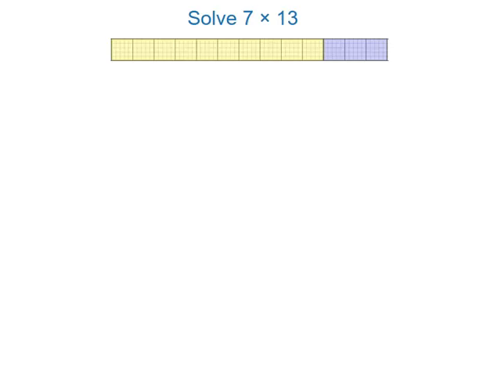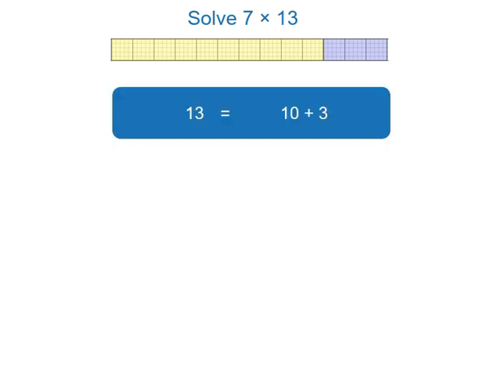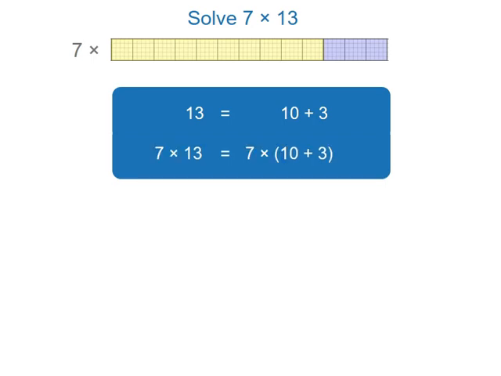Let's solve some more, like this one. If we've got 7 multiplied by 13, imagine what 13 is made up of. One of the ways we can make 13 is 10 plus 3. And we've got a diagram here showing 10 squares and 3 squares, but we want 7 of them. So even though 13 equals 10 plus 3, we're going to look at 7 lots of them. So we've got 7 lots of 10 plus 3.